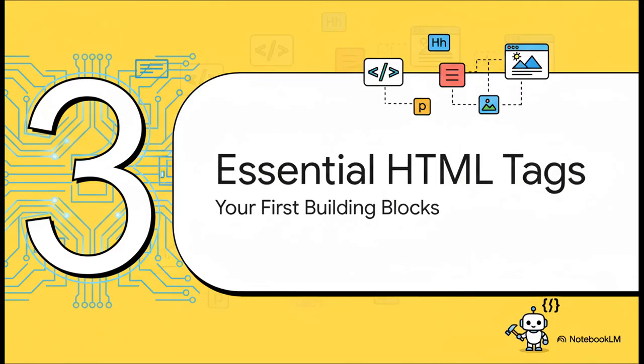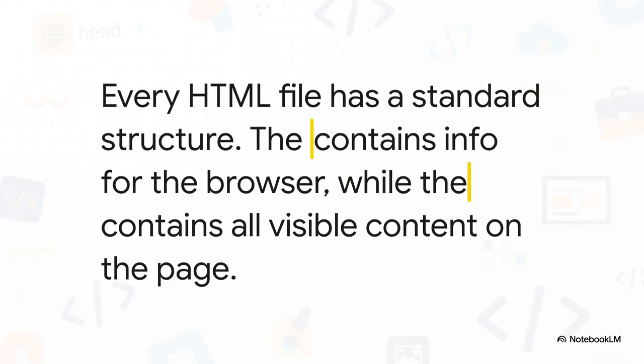All right, now it's time to meet the real workhorses of HTML, the tags. These are the essential building blocks you're going to use to create any kind of content you can imagine on a web page. Every single HTML file is built on this standard foundation. At the very top, you'll see doctype HTML. That just tells the browser it's a modern web page. Then the HTML tag wraps around everything else. Inside that, you have two main parts. First, the head, which has all the behind-the-scenes info, like the title you see in the browser tab. And second, the body. This is the important part. It's where all of your visible content like text, images, and links is going to live.